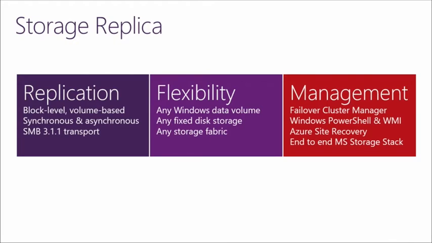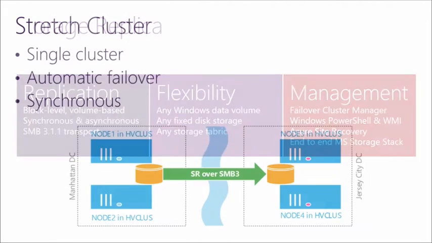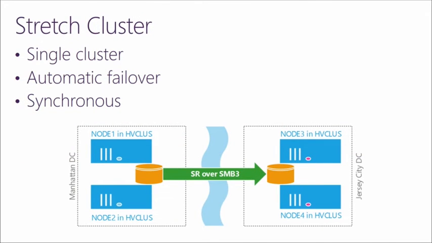So from a replication perspective: block level, volume-based, synchronous and async, or async, obviously not simultaneously for the same volume. SMB 3.1.1 is the transport to get that replicated data from A to B. Any data volume in Windows, whether it's fixed disks, any storage fabric, and we talked about the management, really giving you that end-to-end experience. So here's one that's across the river, and that river is obviously indicated on the slide by that blue wavy line.